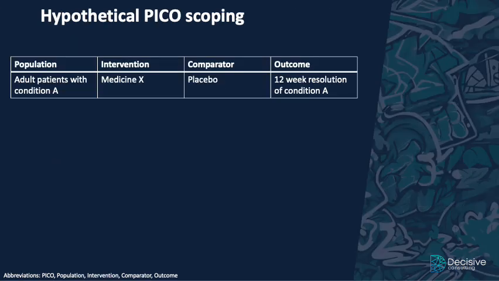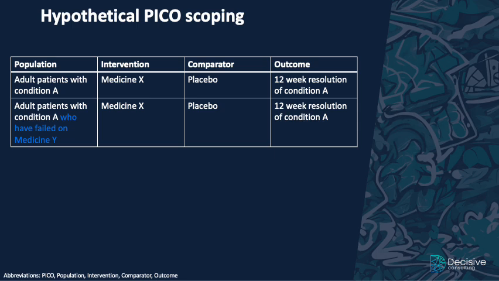So if we have a look at a hypothetical PICO scoping, in this case we've got an adult patient population with condition A, and the intervention is medicine X. The comparator within the pivotal study is placebo, and the outcome is a 12-week resolution of condition A. So what we may see as we go through a scoping exercise for PICOs is it may actually be more relevant if we look at adult patients with condition A who have failed on medicine Y. So in this, it's a subgroup of that first population.